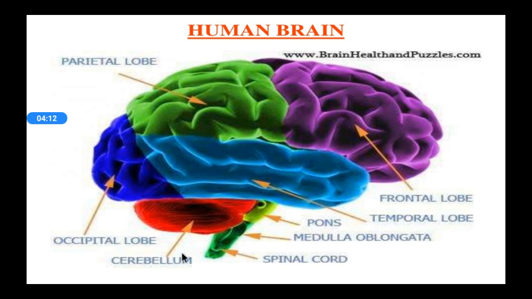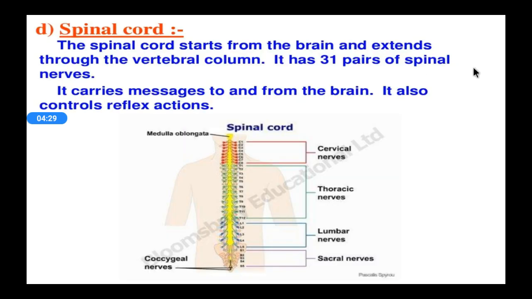Here you can see the cerebellum, pons, and medulla, which are parts of the hindbrain. And here you can see the spinal cord. Next we need to know about the spinal cord. It starts from the brain and extends through the vertebral column. Here you can see it starts from here and moves through the vertebral column, and it has 31 pairs of spinal nerves.